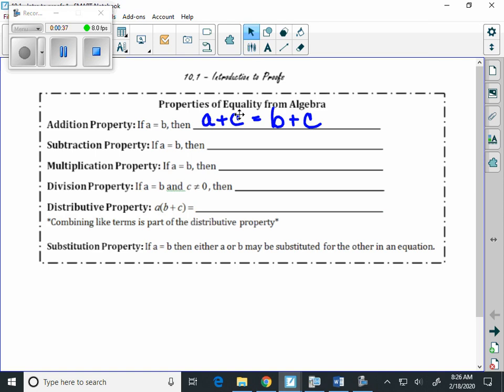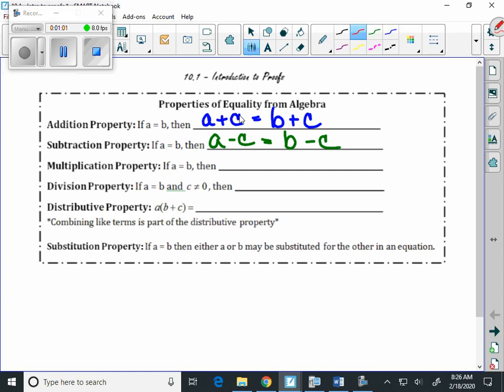And the thing is, we can add something to both sides. It works the same way with subtraction. If A equals B, then we can subtract some value from A, and if we subtract some value from A, we also have to subtract some value from B. And the process still works on multiplication and division. Multiplication: if A equals B, then if we multiply something times A, then we can multiply B by that same something.